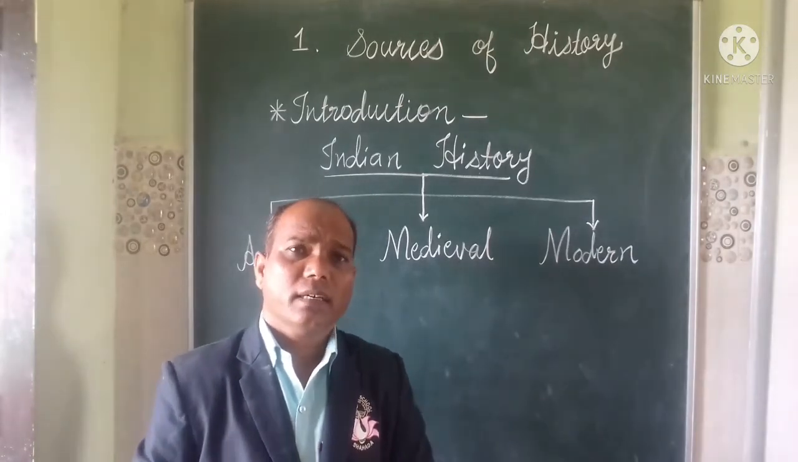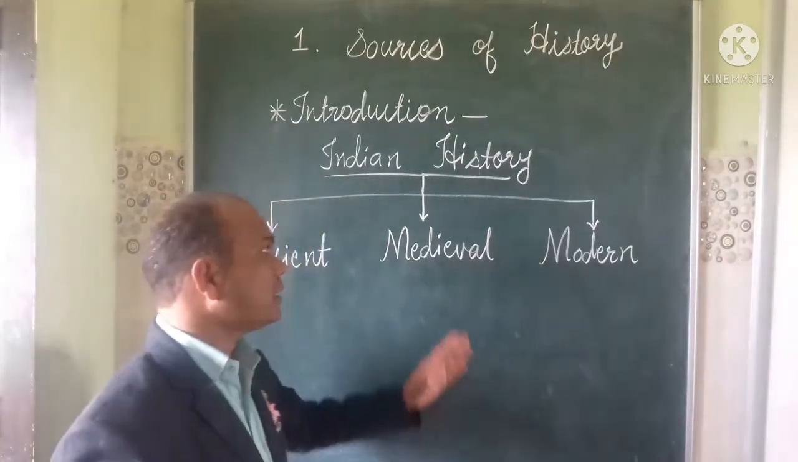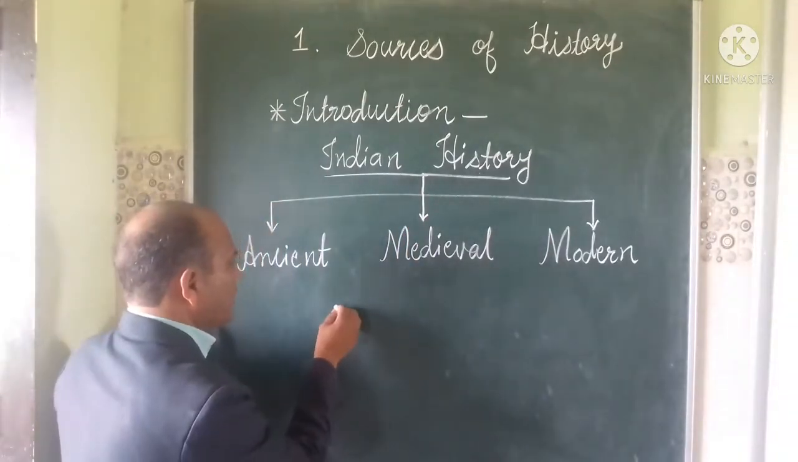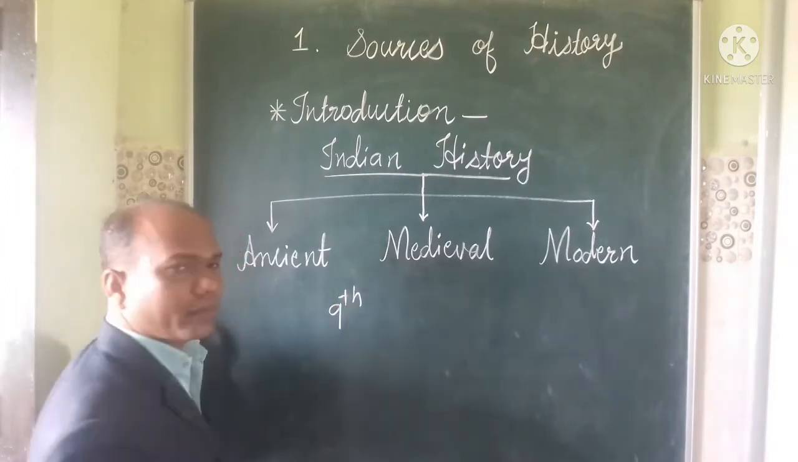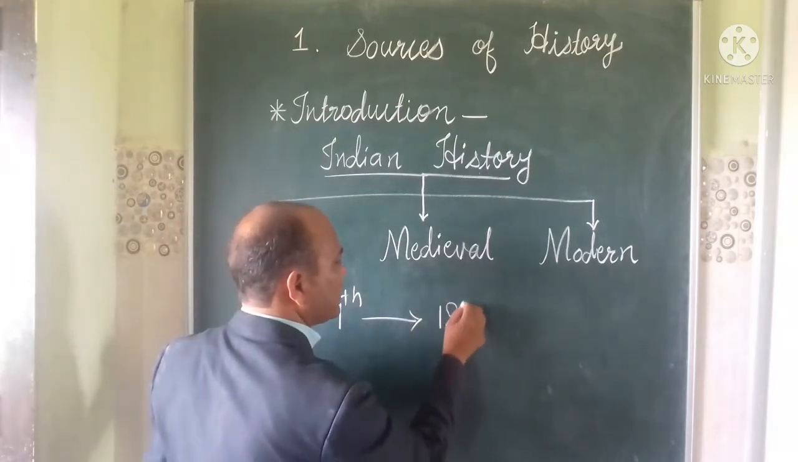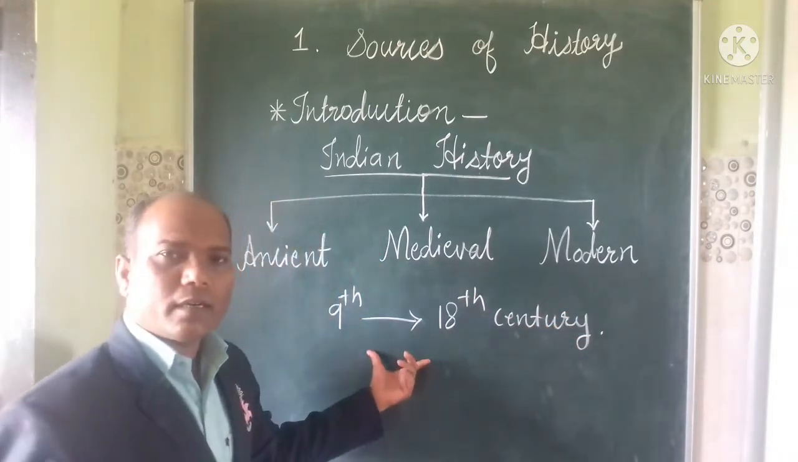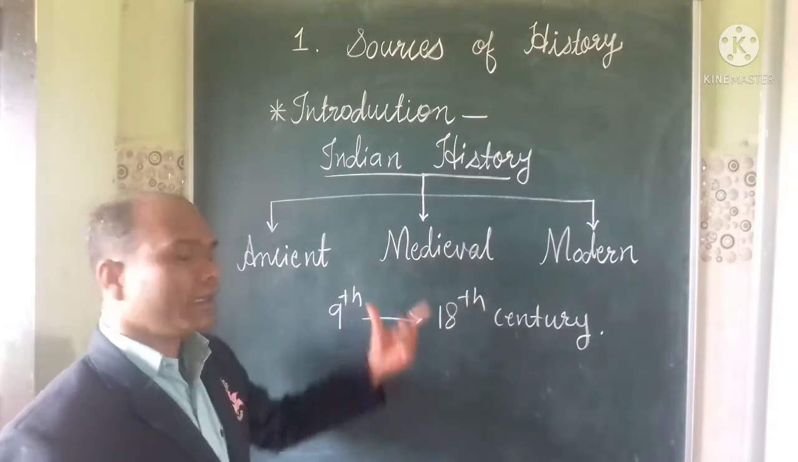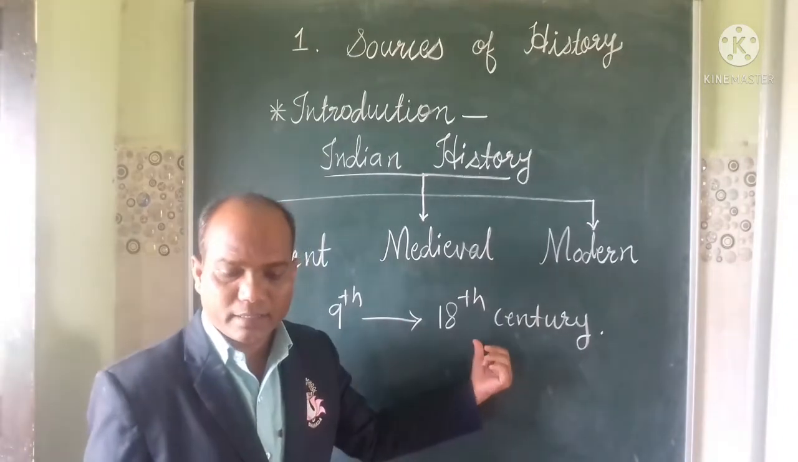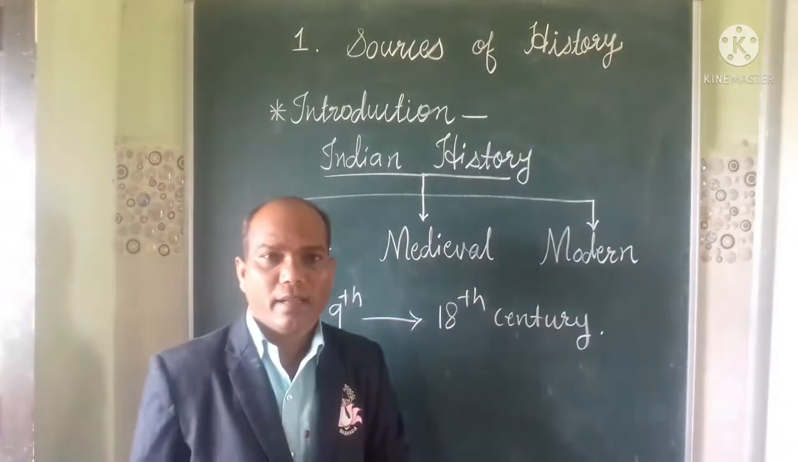Dear friends, what is the period of the medieval Indian history? The period of the medieval Indian history begins from the 9th century and it ends with the 18th century. This is the period of the medieval Indian history. It begins with the 9th century and it ends with the 18th century. This is considered to be the period of the medieval Indian history.